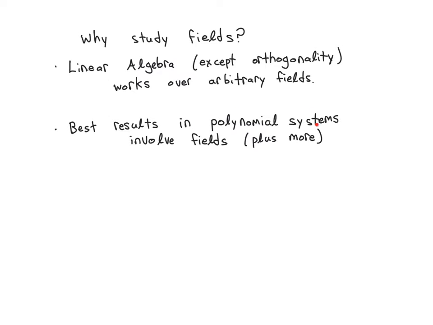Similarly, if you're studying systems of polynomial equations and trying to solve them, the best theorems we know all involve working with fields. In both cases, sometimes you need more structure, like you need to ensure that the field has certain types of solutions, what's called being algebraically closed, like the complex numbers. In those cases, you can get better results, but at the very least, you usually need fields to get started.